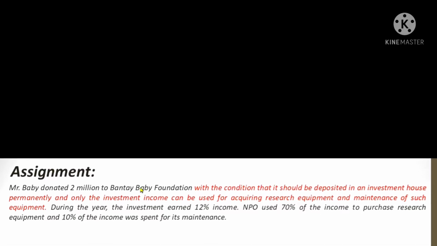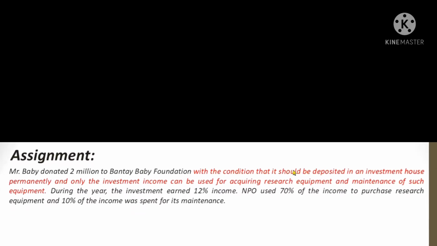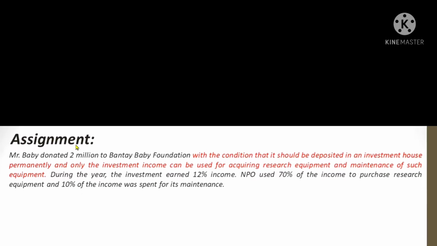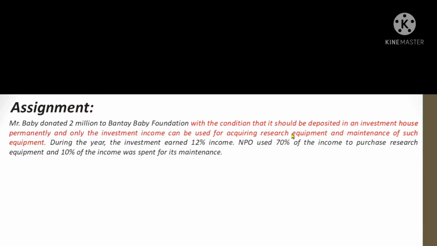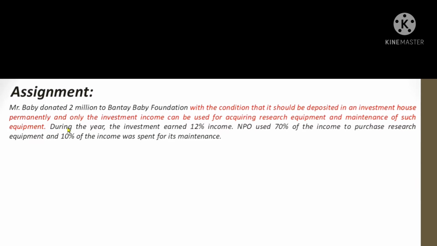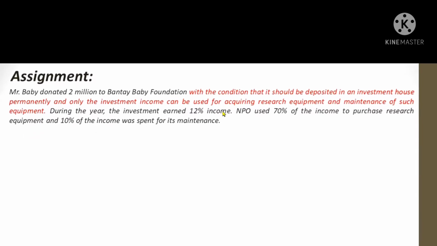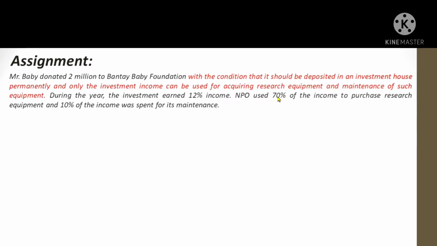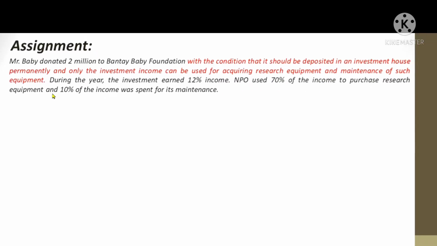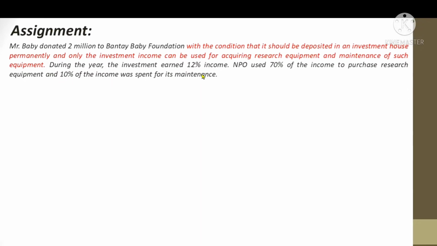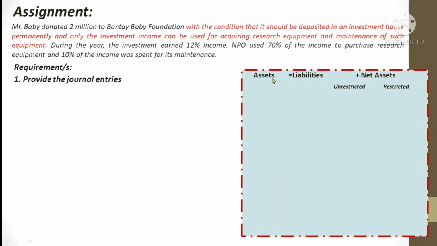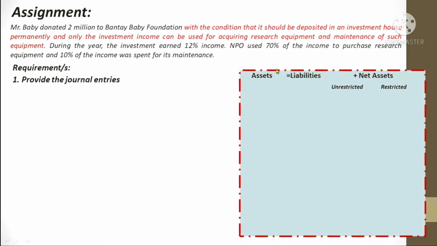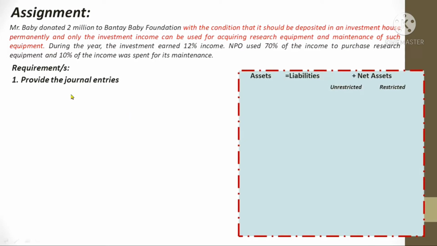The assignment goes like this. Mr. Baby donated 2 million to Bantay Baby Foundation with the condition that it should be deposited in an investment house permanently, with emphasis on permanently. And only the investment income can be used for acquiring research equipment and maintenance of such equipment. During the year, the investment earned 12% income. The NPO used 70% of the income to purchase research equipment and 10% of the income was spent for its maintenance. So the requirements are again the journal entries for the transactions and the effects in the accounting equation for not-for-profit organizations. Let's go direct to the point.